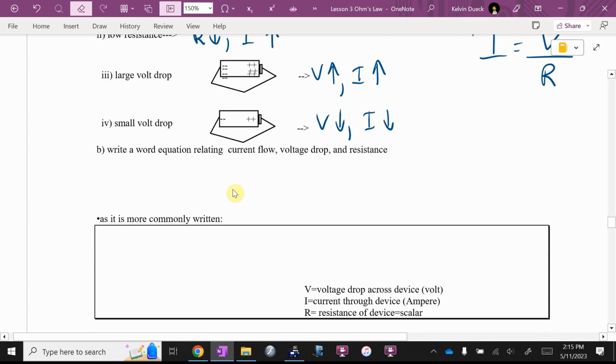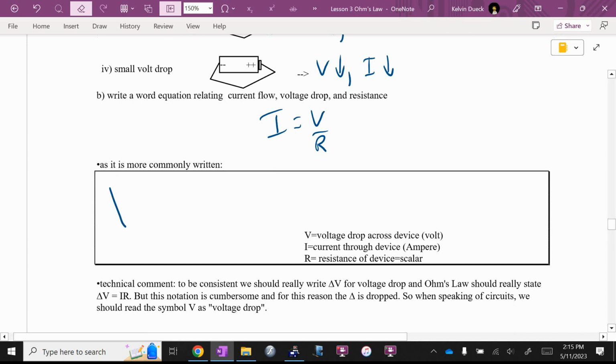It says to write a word equation. I'm not going to write a word equation. I'm going to write a mathematical equation. So you can write I equals V over R, but it's never written that way. It's always written as V equals I times R. This one is on your formula sheet. This one you want to memorize. You will memorize it. V equals I times R.